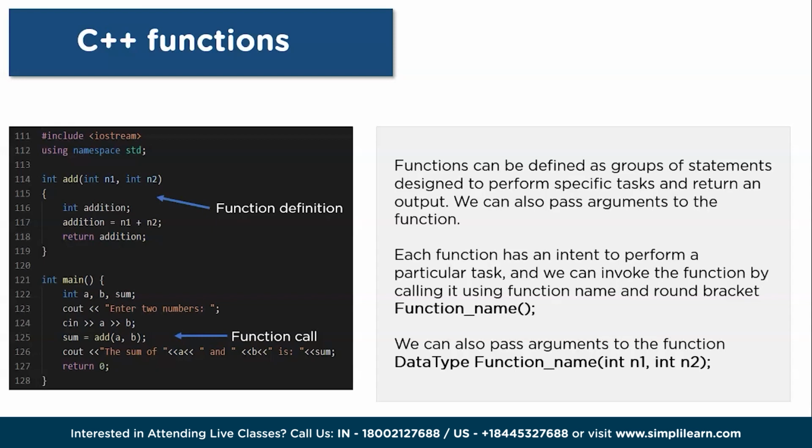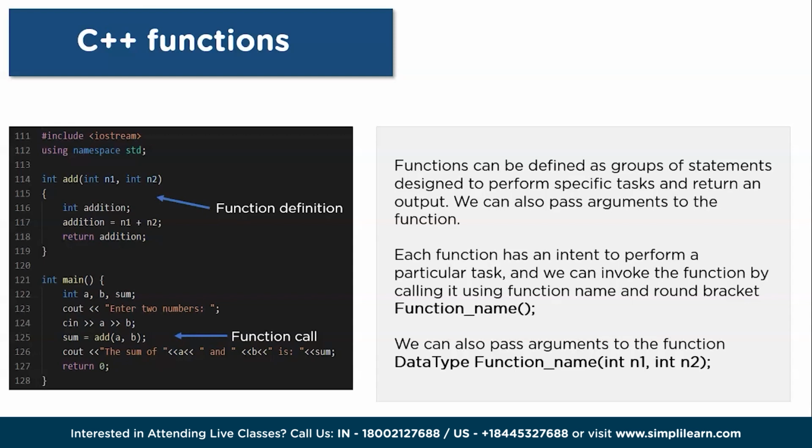Now let's have a look at this example. In this example over here, we are defining the function. add is the name of the function, integer is the data type, and n1 and n2 are the arguments. This function is doing the addition of two variables and is returning the output. And inside the main function, we are calling this add function and passing the arguments.